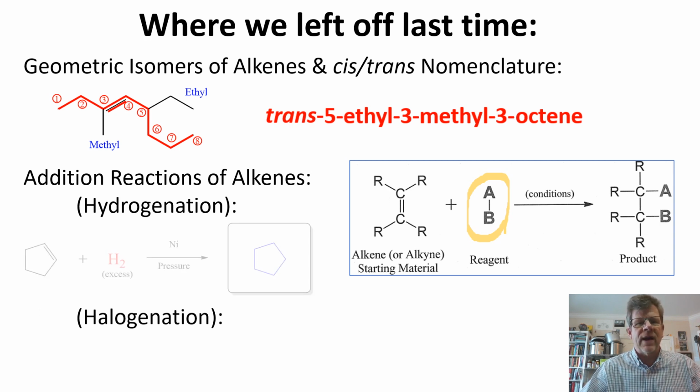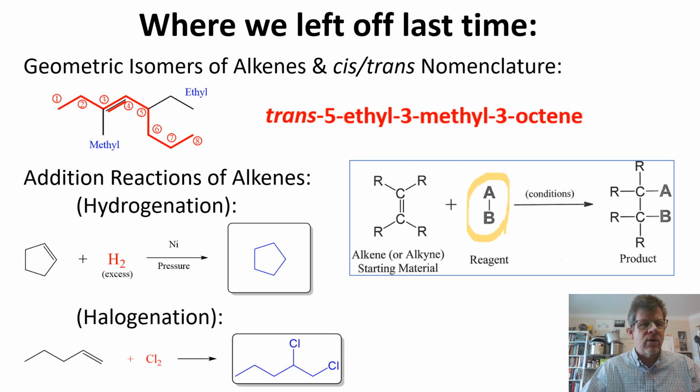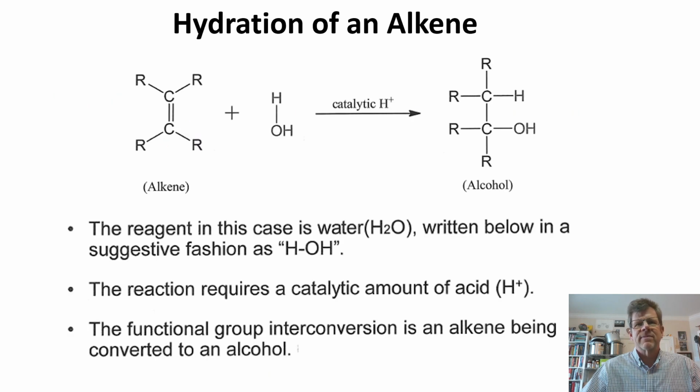The first one we looked at was the hydrogenation reaction, that addition reaction of an alkene where molecular hydrogen is added over a double bond to become a single bond. Also we looked at the halogenation of an alkene or an alkyne in which either molecular chlorine or molecular bromine were added over that double bond to become a dihalide.